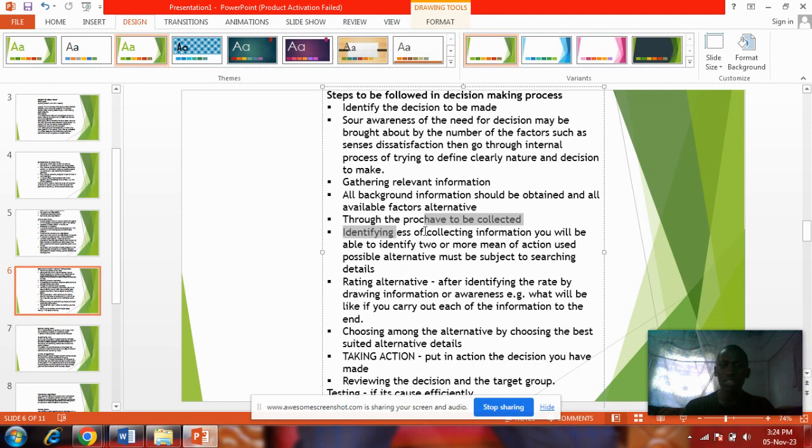Then rating the alternatives, after identifying them, by drawing on information or awareness. Then choosing among the alternatives by choosing the best suited alternative. Then taking action, that is, putting into action the decision you have made. Then reviewing the decision and the target group.